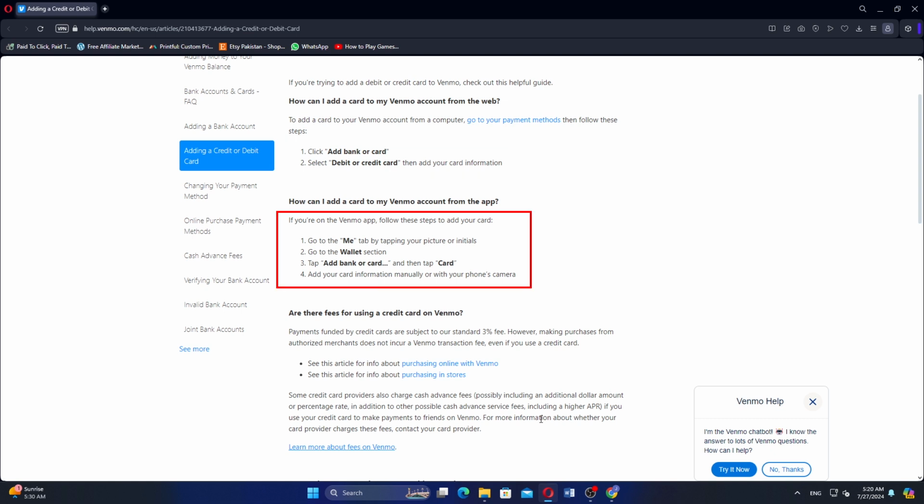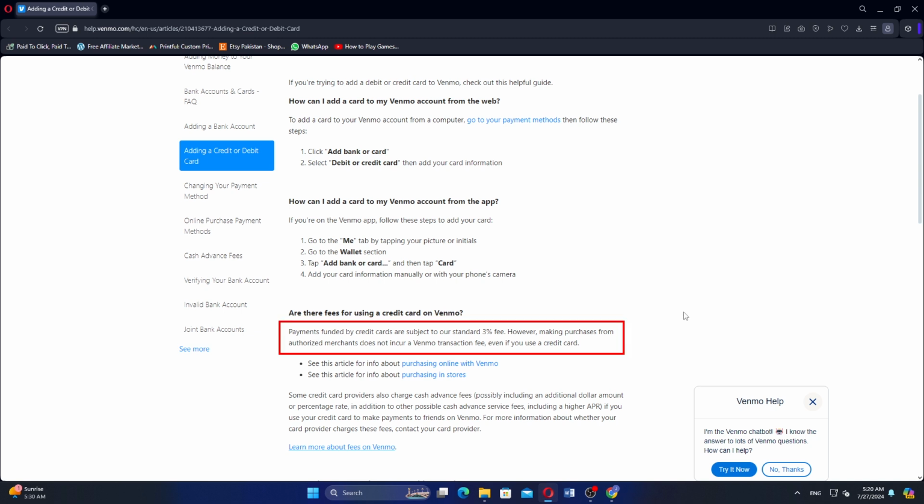If you are on the Venmo app, follow these steps to add your card. Go to the Me tab by tapping your picture or initials. Go to the Wallet section. Tap Add Bank or Card and then tap Card. Add your card information manually or with your phone's camera.